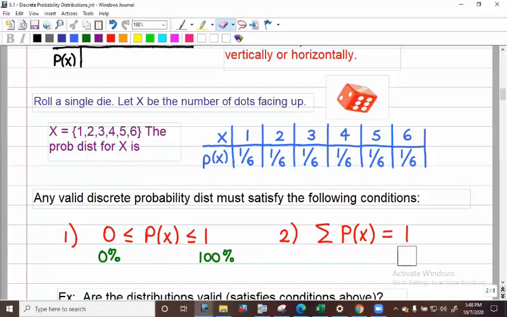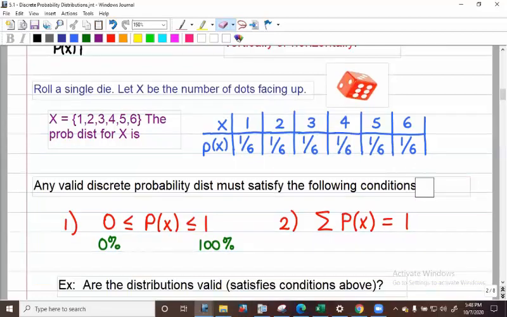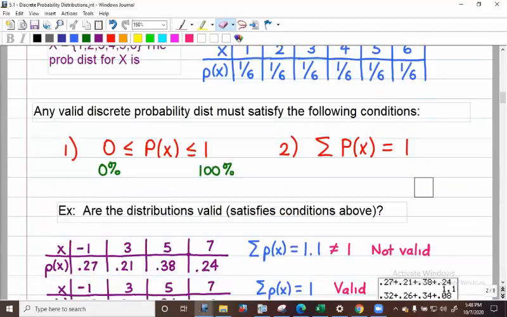In probability, we learned that "or" means add. So 1 or 2 or 3 or 4 or 5 or 6, you'd add up all the probabilities, and there's a 100% chance that you're going to get one of those outcomes. That's good to know if you were trying to come up with a distribution and weren't sure what you were doing wrong. First thing you want to do is check and make sure it adds up to 1. That's important. So let's look at these examples and see if these distributions are valid.